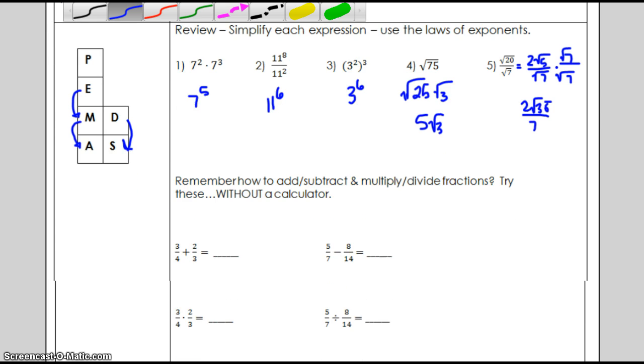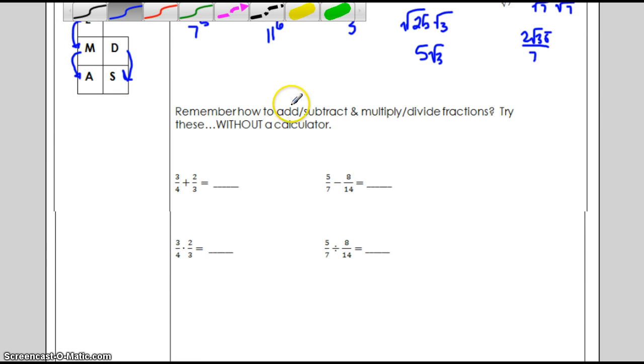And then down below here, remember fractions. When you add and subtract and multiply and divide without a calculator, adding and subtracting is a little more difficult because we have to have the same denominator. So multiply by 3, multiply by 4. So we get 9 twelfths plus 8 twelfths. Now we can go ahead and add them, and we get 17 twelfths. And then you could reduce it if needed.